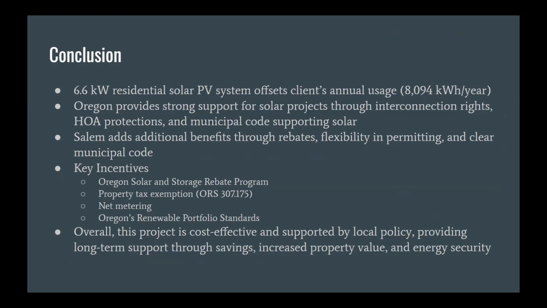And to go ahead and conclude everything we went over, a 6.6 kilowatt residential solar PV system offsets the client's annual usage, which was calculated as 8,094 kilowatt hours per year. Oregon provides strong support for these solar projects through interconnection rights, HOA protections, and municipal code supporting solar. Salem adds additional benefits through rebates, flexibility in permitting, and clear municipal codes.